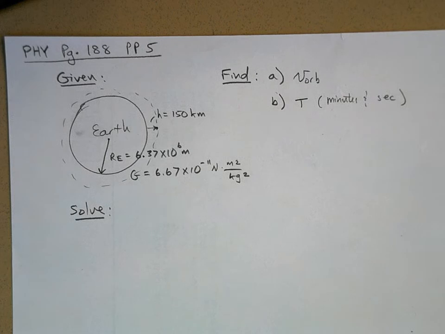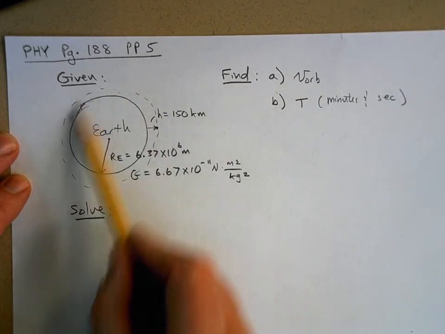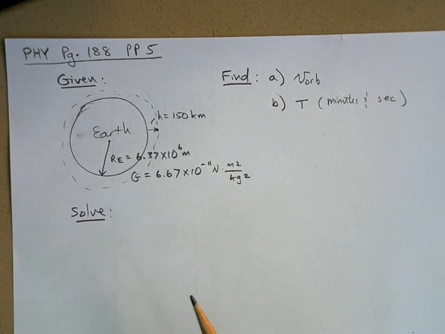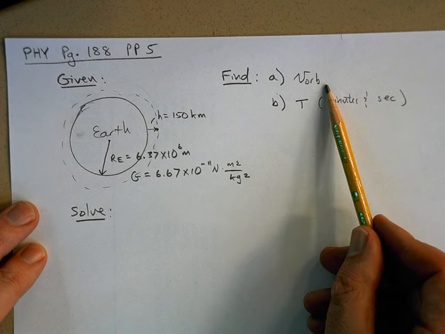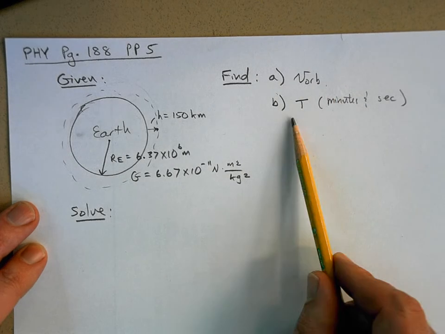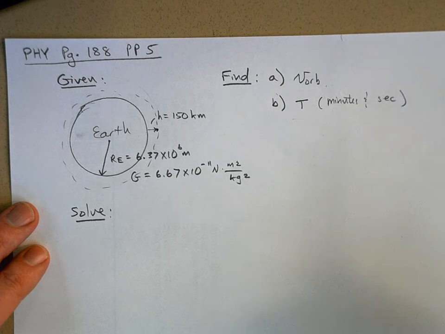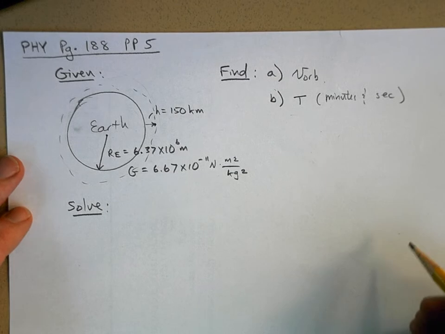So let's work it. I set it up already with given, find, and solve here. Here's the Earth, and here's the satellite in orbit around the Earth. Here's our height above it, 150 kilometers. And we want to know what should be our orbital velocity and what should the period be in minutes and seconds. But if you left it in seconds, I don't really care. So let's do this.